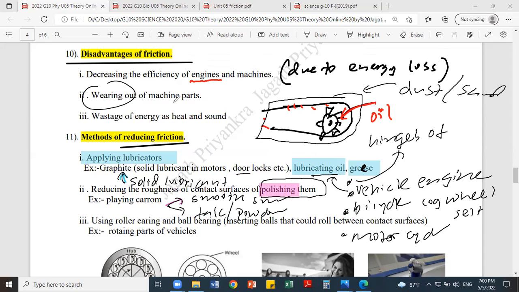I'll give one more example. Have you all seen the children's park? What is this called? Please note down all this, because you can get this in the exam. What is this called? Children's park. Where is low friction used for the children to play? Who can tell me?